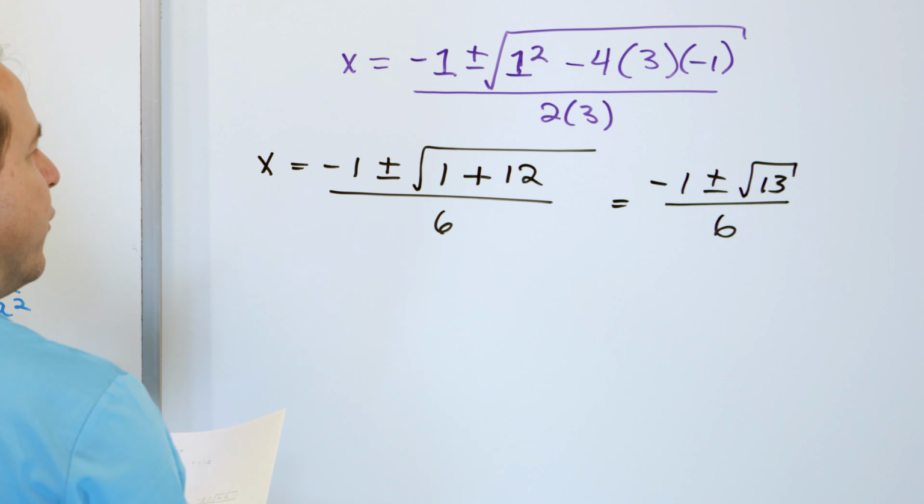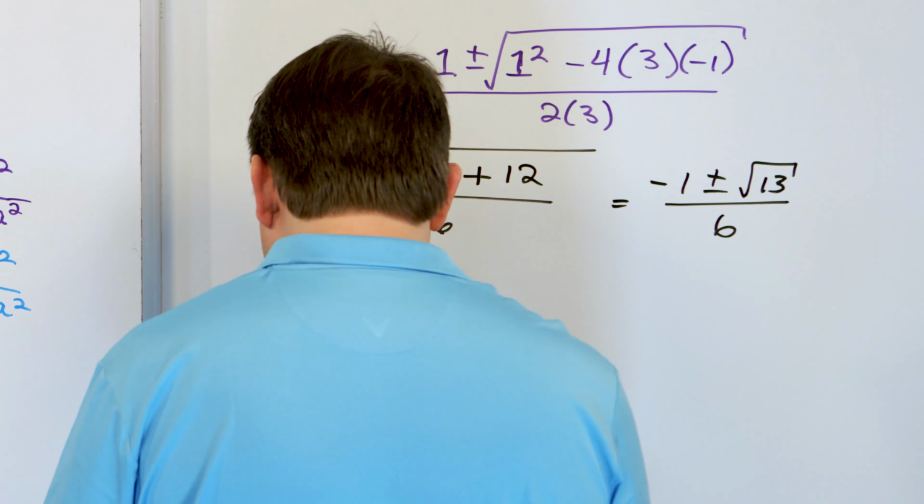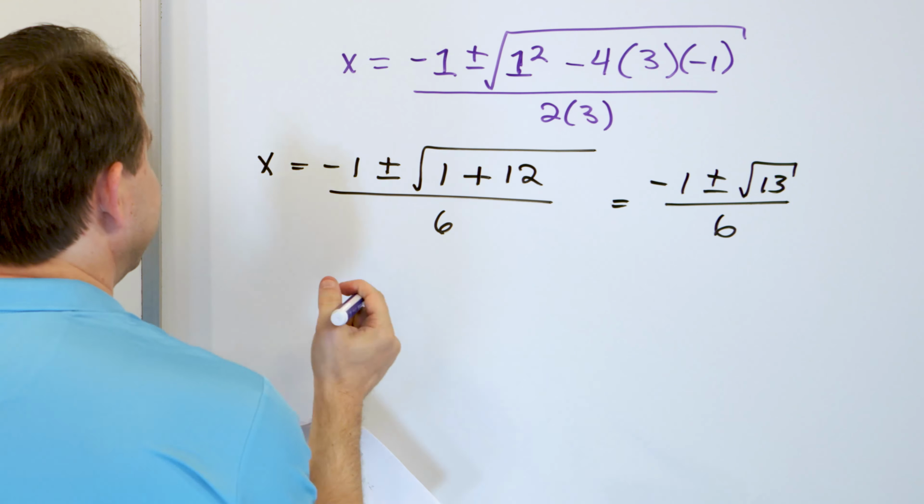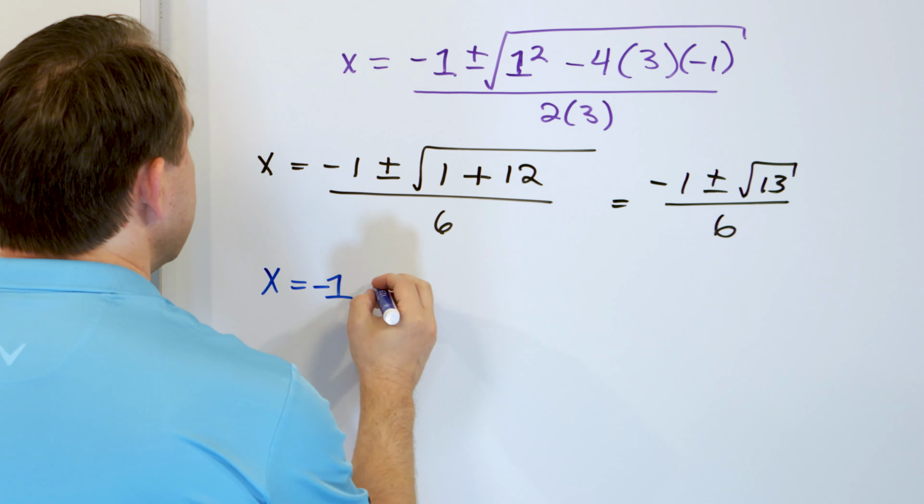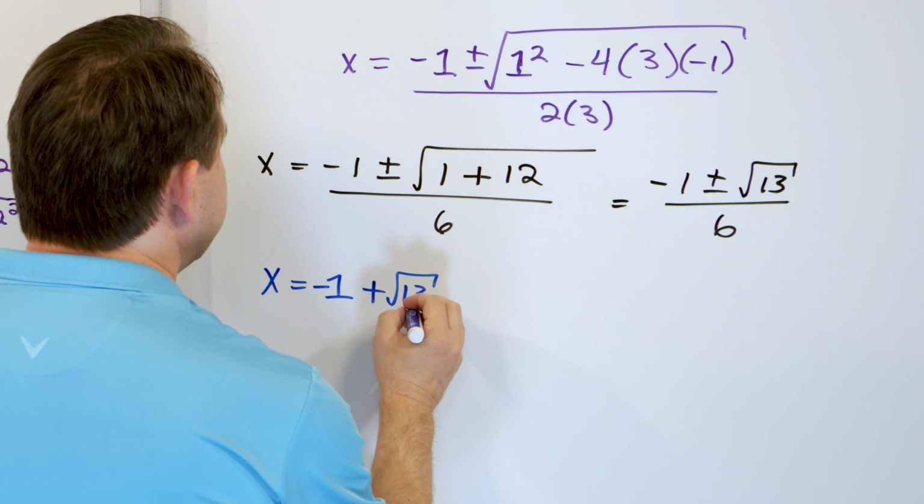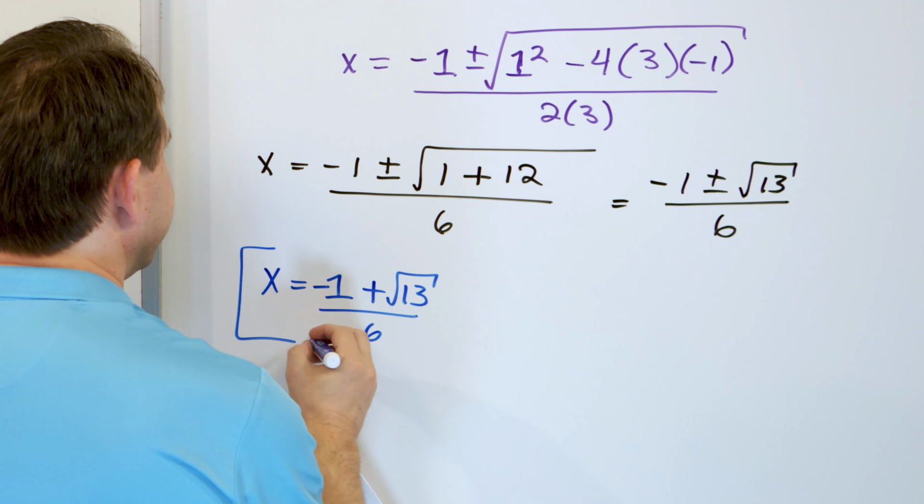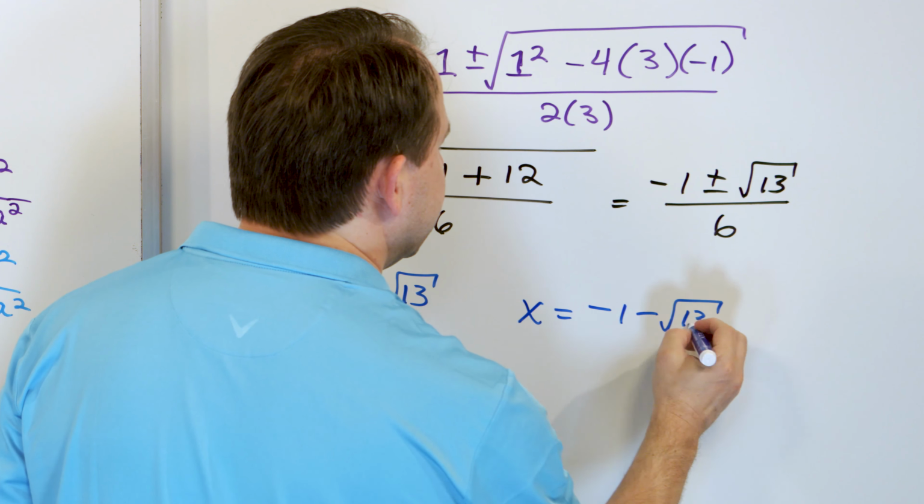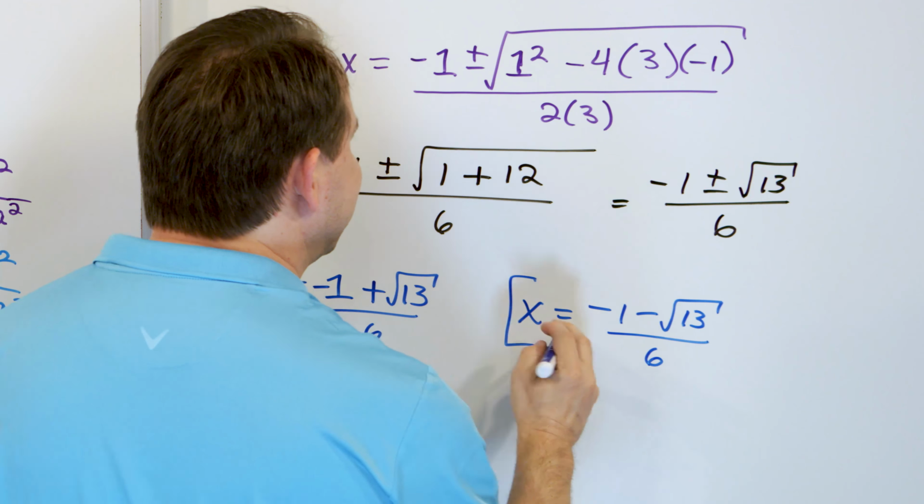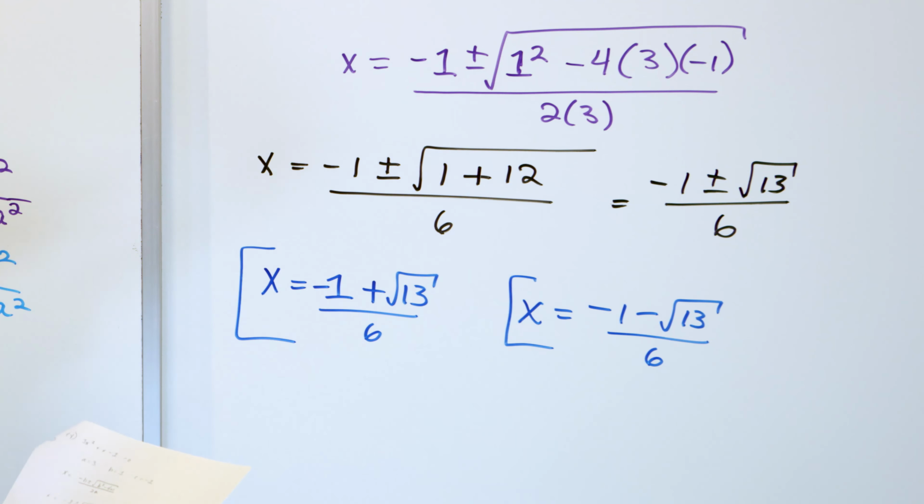Like this. Now, usually you can just leave the answer like that, but since it's our first problem, I'll write it explicitly out. What this means is the answer is negative 1 plus square root of 13 divided by 6. That's one answer. And the other answer is negative 1 minus the square root of 13 over 6.